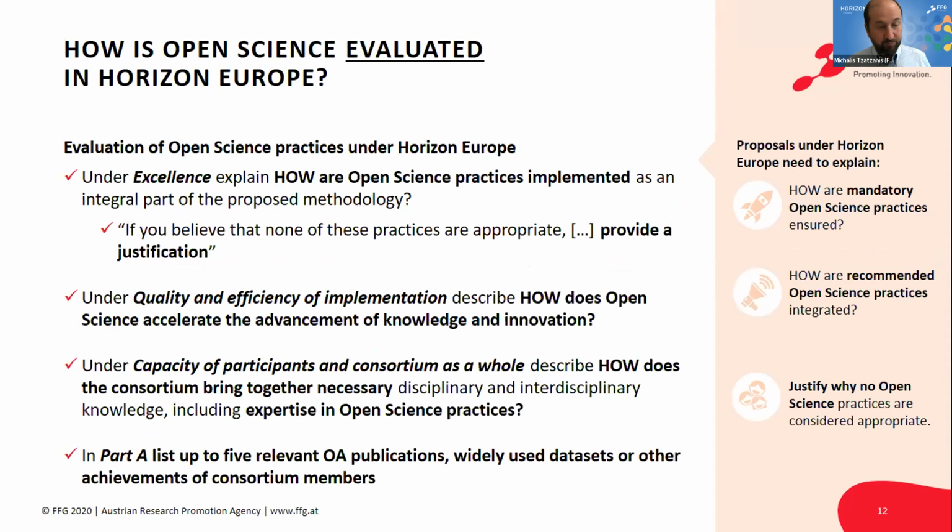How is open science evaluated in Horizon Europe? On the one side, you have to show in your proposal how the mandatory open science practices are ensured. You have to say that every publication will be open access, and if it's going to be using only green open access, or whatever measures you take for ensuring retention of authorship rights and stuff like that. You need also to explain how the recommended open science practices are integrated in your proposal, and which ones, what you do beyond the mandatory, so to say.